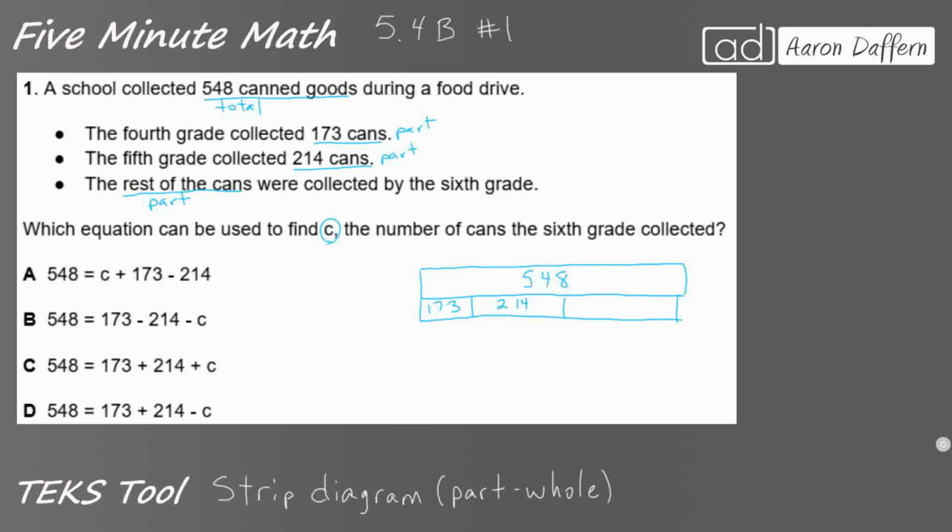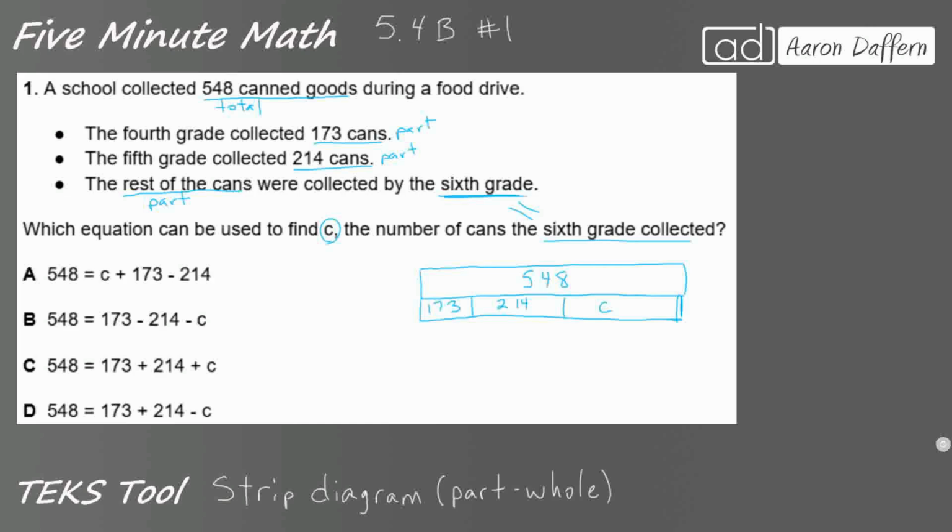But notice in the question here, they give us this letter C. That's called a variable. And it's going to represent the number of cans that sixth grade collected, which is the same thing right here. So that lets you know that those two are equal to each other. So I'm simply going to put C right here. When we would do this in earlier grades, we might put a question mark or a blank box. What we're going to do now is represent that with C.